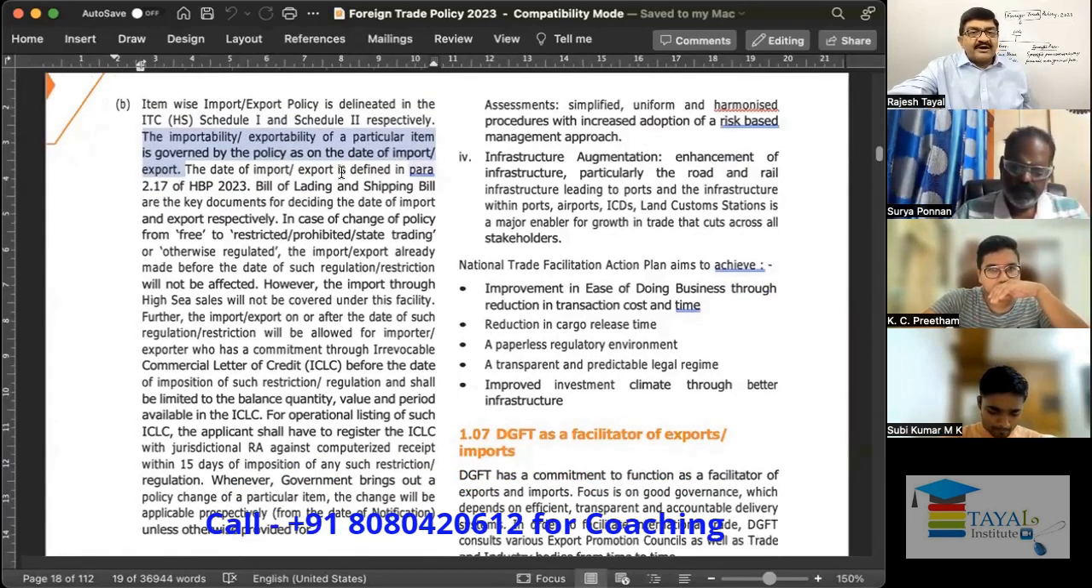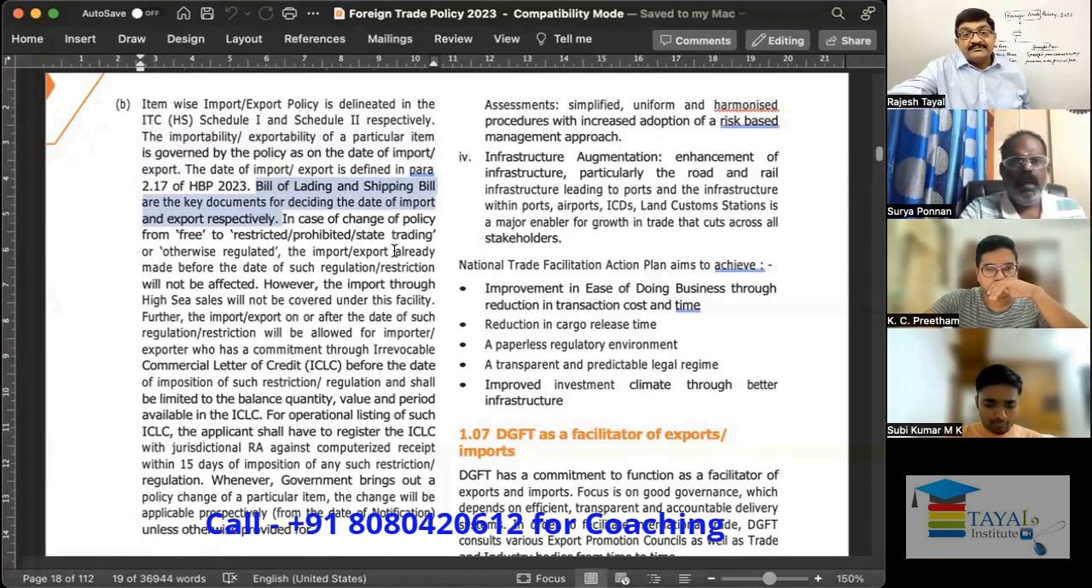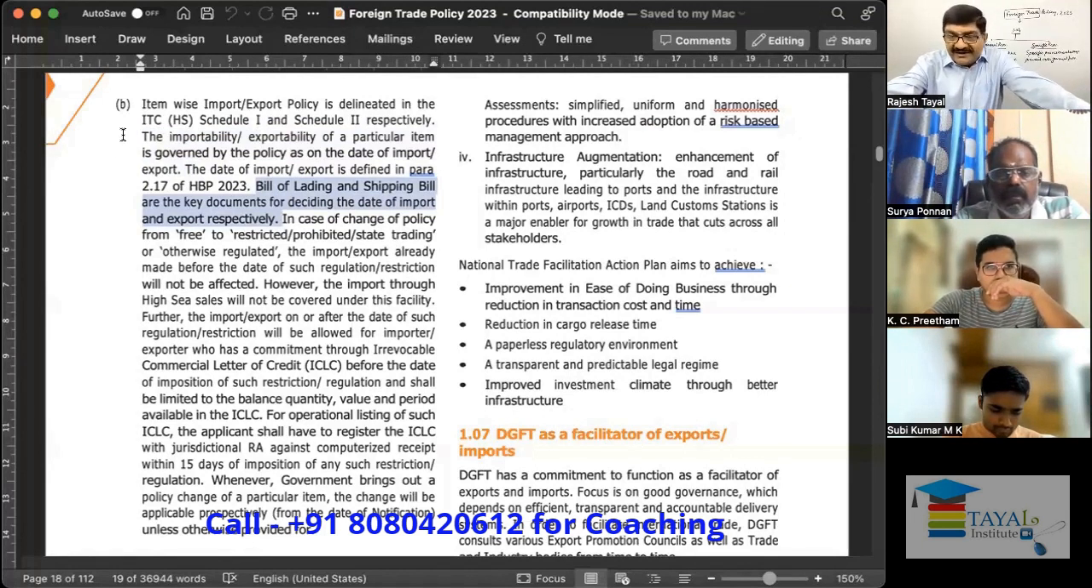The date of import export is defined under paragraph 2.17 of the handbook of procedure. So handbook of procedure we'll see later. Bill of lading and shipping bill are the key documents for deciding the date of import and export respectively. So the date policy has to be followed. Bill of lading for import and shipping bill for export. Those will determine which policy will be applicable. Right. So for the purpose of validity, for the purpose of applicability of the scheme, which dates are relevant? For import, bill of lading, and for export, it is the date of shipping bill.